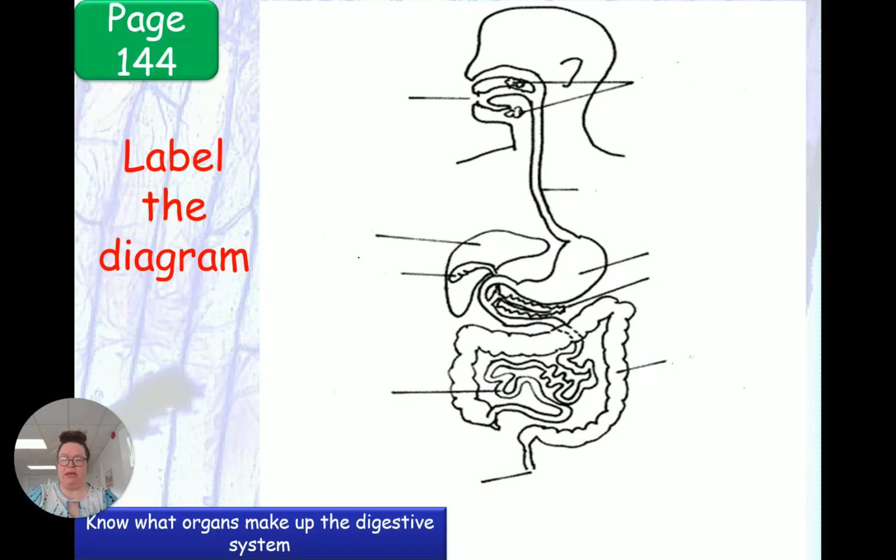So our first thing is we need to know the parts of the digestive system. So probably a good idea at this stage to pause the video and have a go and see if you know the labels for these parts of the digestive system. Right, hopefully you've had a little go. So all of these labels, we have to know them all. So let's have a look and see how many you got right.